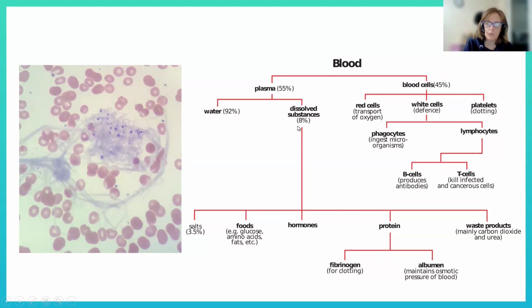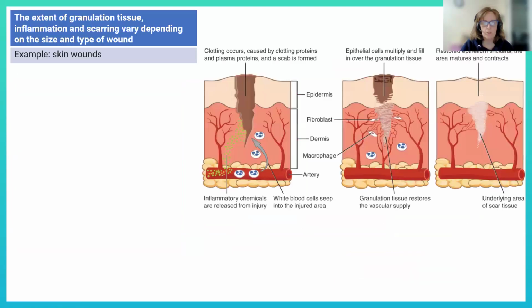But there's an awful lot of stuff dissolved in it as well, including these proteins, the fibrinogen that we were talking about earlier, but the hormones we're going to talk about a lot when we get on to the homeostasis unit, the foods we'll talk about in the next unit, and waste products as well we'll talk about in the heart and lungs unit as well. So there's a lot of stuff in that blood.